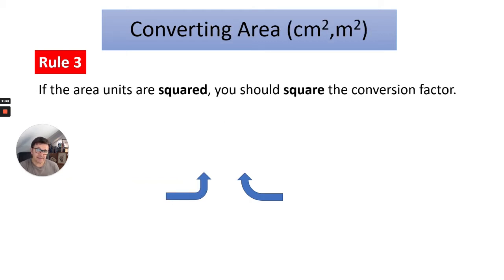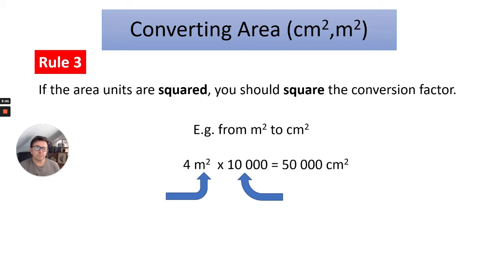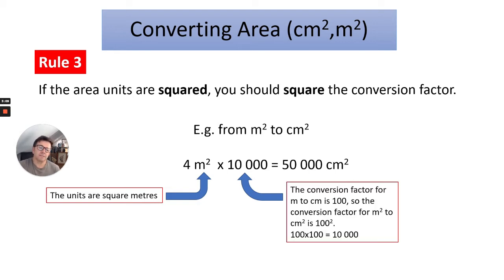Rule 3, there is another rule. If the area units are squared, you should square the conversion factor as well. So for example, meters squared to centimeters squared, well, the units are square meters, so 4 meters squared, so you multiply it by the conversion factor. So the conversion factor from meters to centimeters is 100, so the conversion factor for meters squared to centimeters squared is 100 squared. So you're squaring that conversion factor, which is 10,000, so that would be 40,000 centimeters squared.